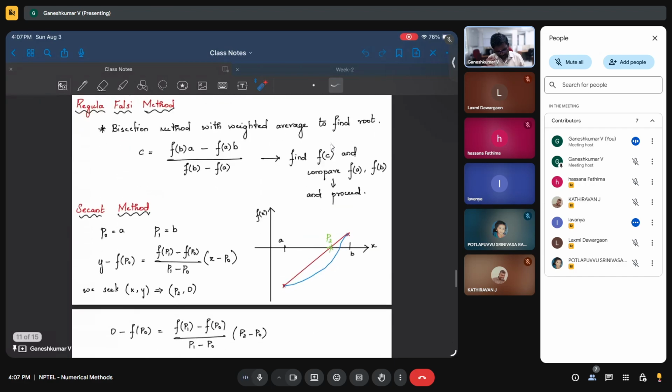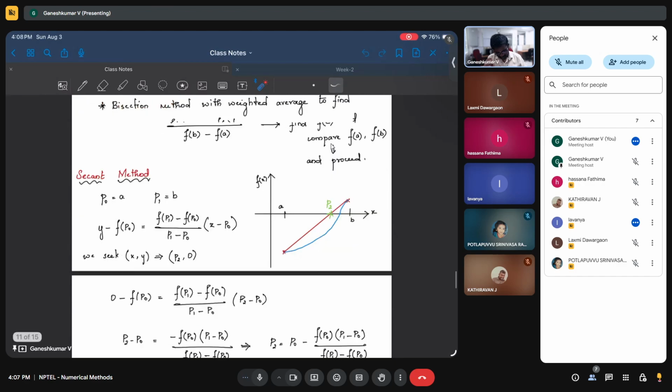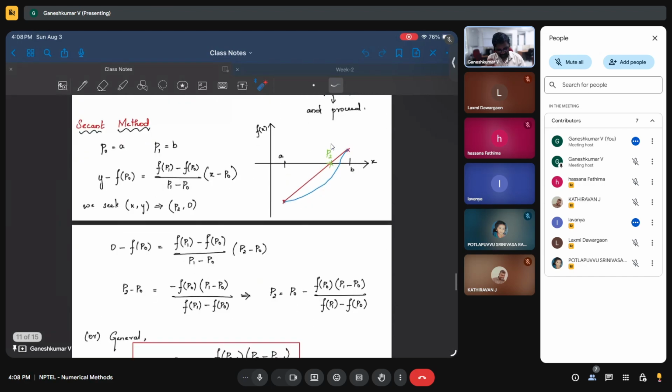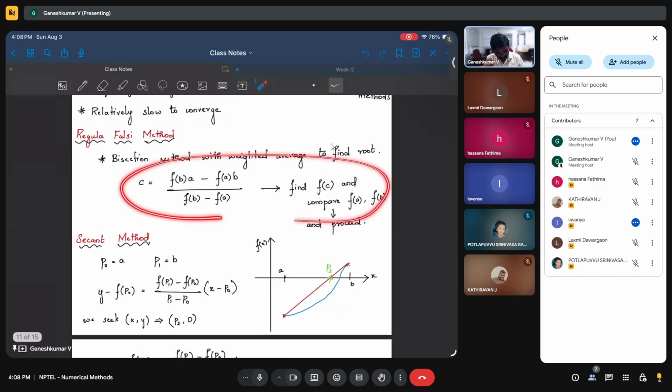So basically, by drawing a straight line and then trying to find the point that is crossing the x-axis, and checking whether the root lies between P1 and P2 or A and P2, and based on that you update your interval. Now the secant method is similar. Okay, sorry, the secant method is based on the line, but regula falsi is based on this average function.